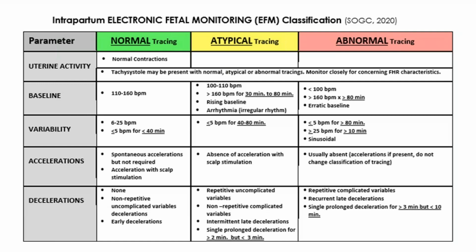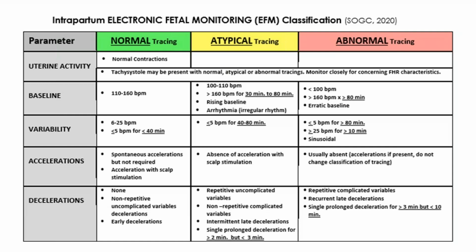But anyway, more about variability, same things that we talked about before, is that the important thing is that minimal and absent variability means the same thing. So when you're teaching this, if somebody says, oh, is it minimal or is it absent? You know what? It doesn't really matter, because all the criteria mean the same thing. So minimal variability makes the tracing atypical after 40 minutes and abnormal after 80 minutes.